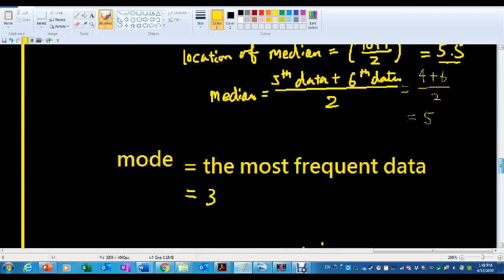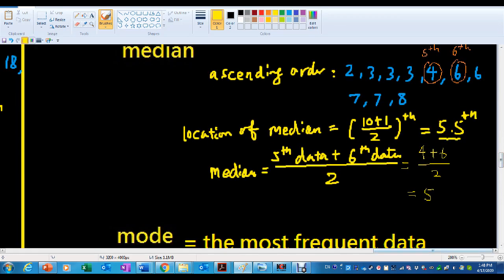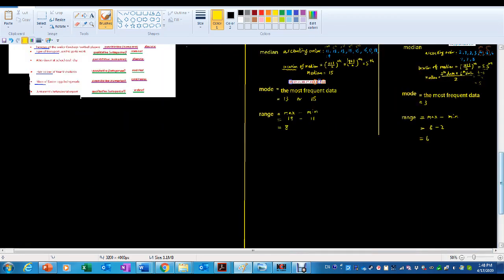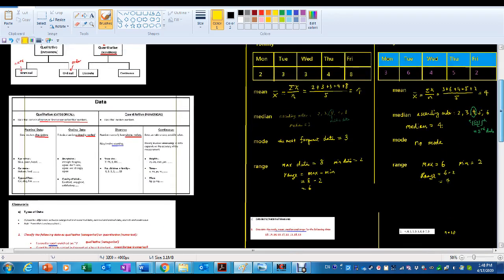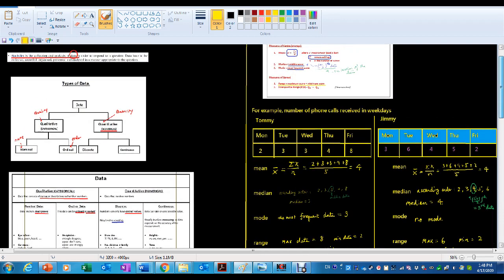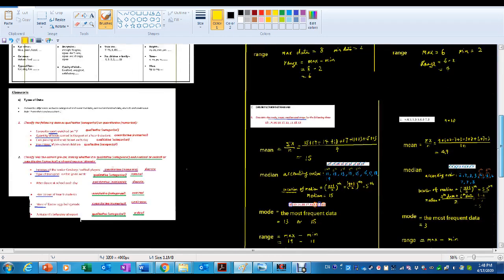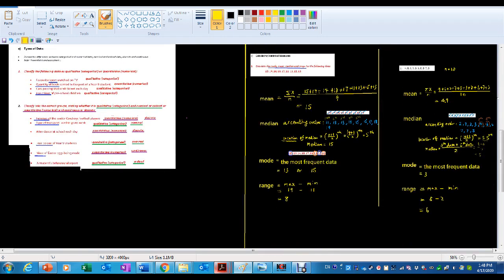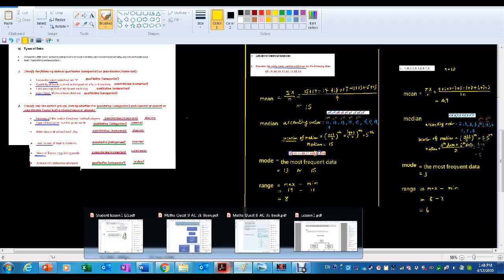So that's basically all the questions we have covered. You just need to be a bit careful about the definition of each kind of measure. For your homework or your practice, please try to do the following.